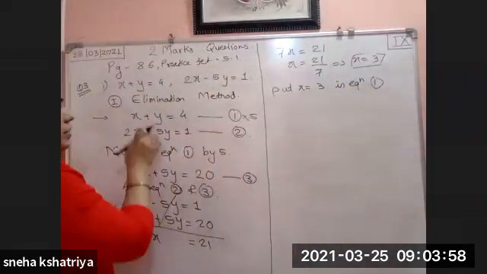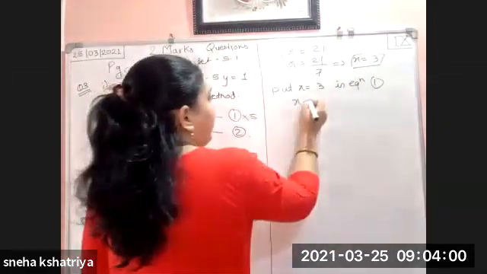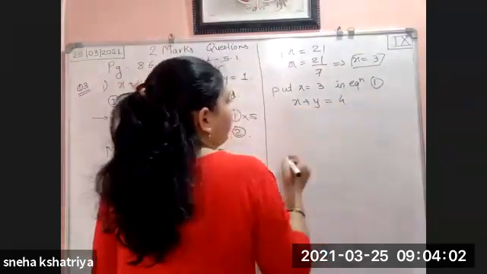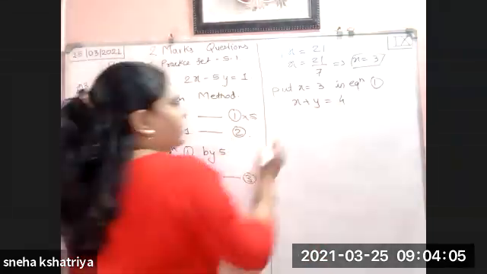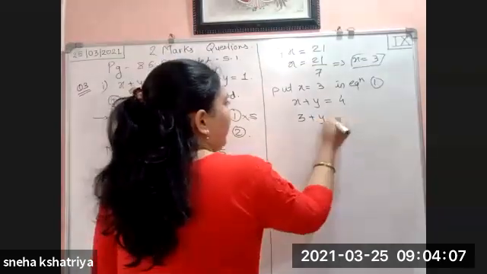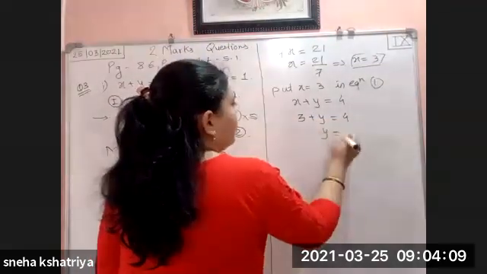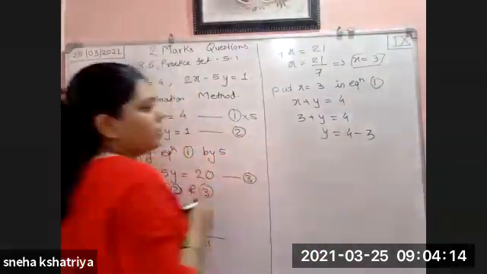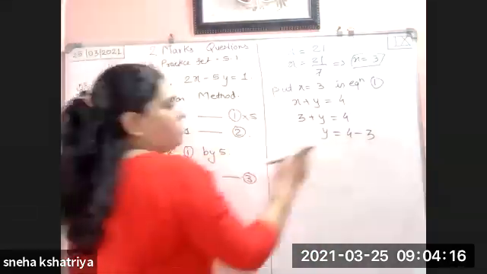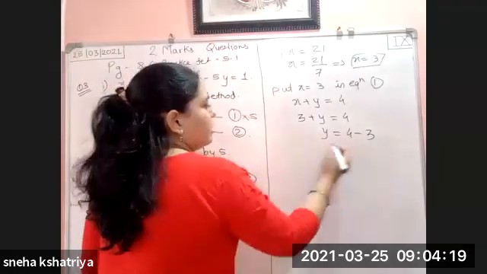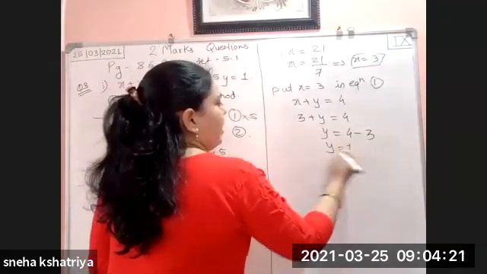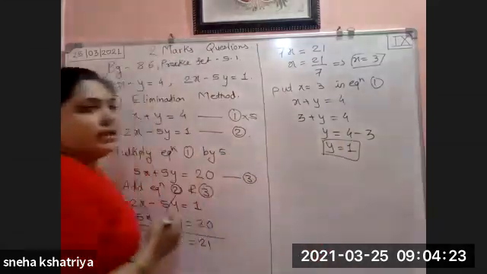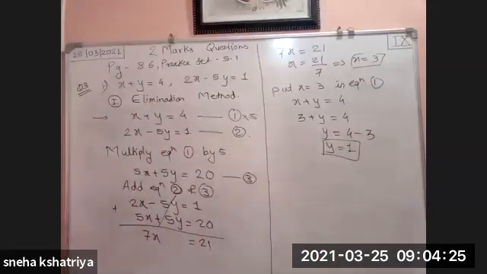So write down first equation number 1. It is x plus y is equal to 4. Put the value of x: 3 plus y is equal to 4. y is equal to 4 minus 3. Plus 3 is there, after shifting to the right hand side it will become minus 3. So y is equal to 4 minus 3. 4 minus 3 is 1. So y is equal to 1. So we get the values of x and y as 3 and 1 by the elimination method.